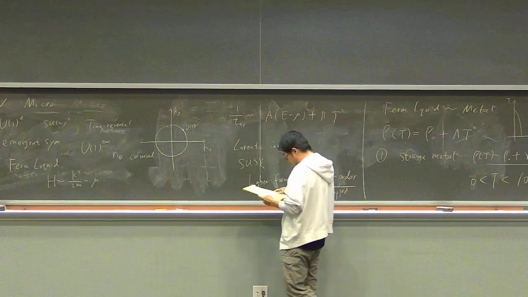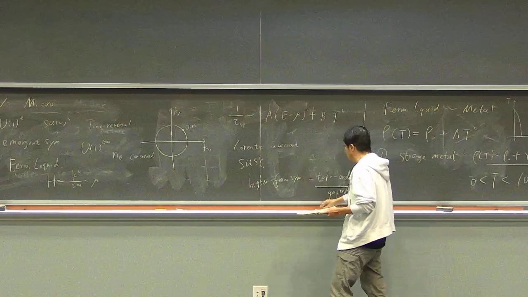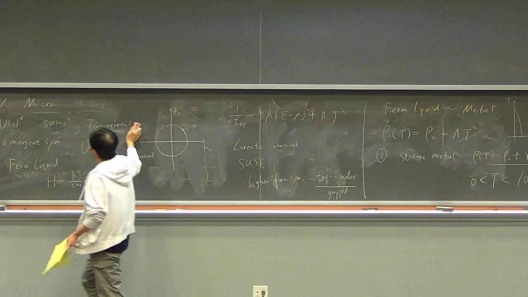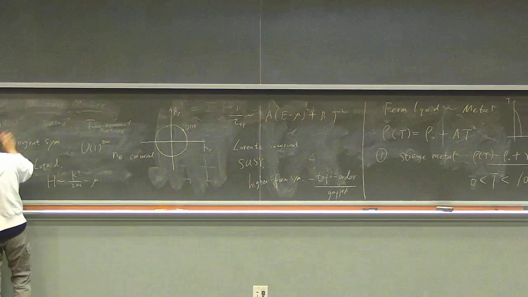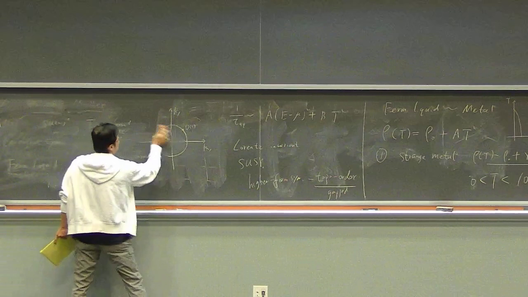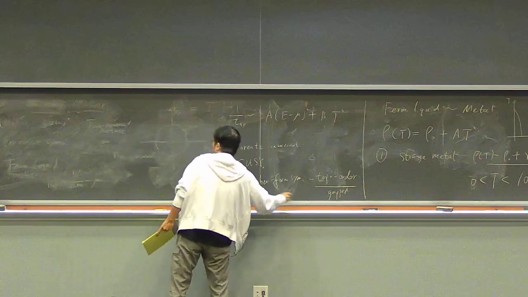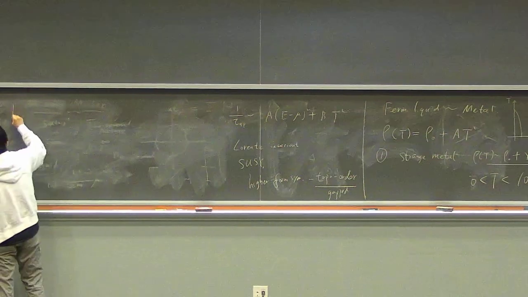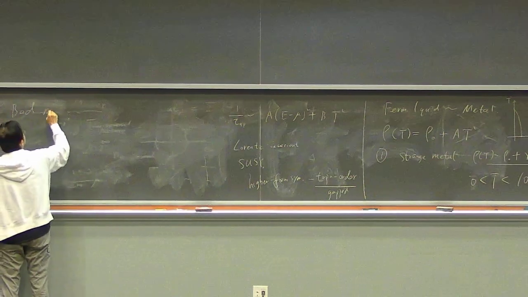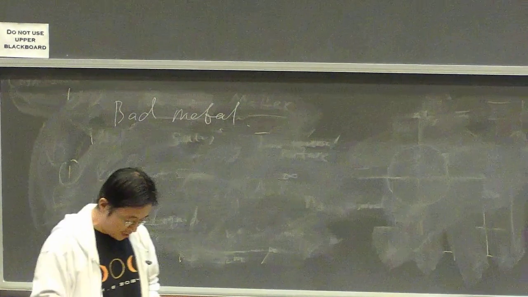So let me spend a bit more time to talk about another notion of exotic metal. This is called bad metal. As I said, we are very bad at naming things, very, very bad at naming things.